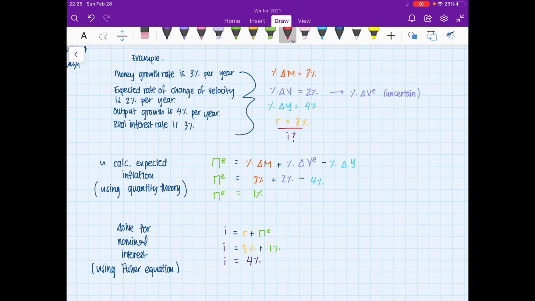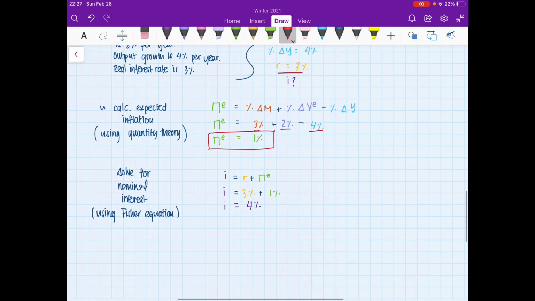Okay, so finally let's take an example, solving for nominal interest. In this hypothetical economy, the money growth rate is 3%. The change in velocity is 2%. The output growth is 4%. And the real interest rate is 3%. We'll have to use quantity theory to calculate expected inflation. So let's substitute our values accordingly. We'll have the money supply plus velocity minus GDP, so 3% plus 2% minus 4%. Expected inflation is equal to 1%.